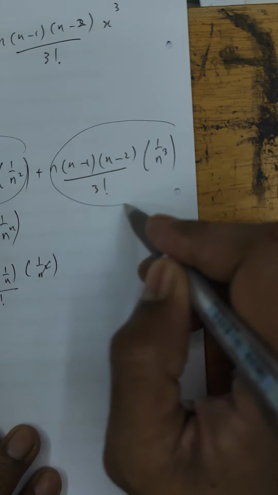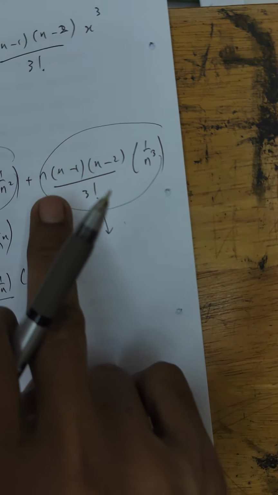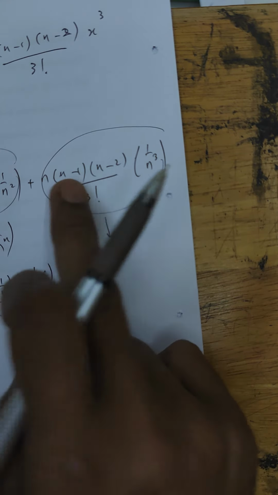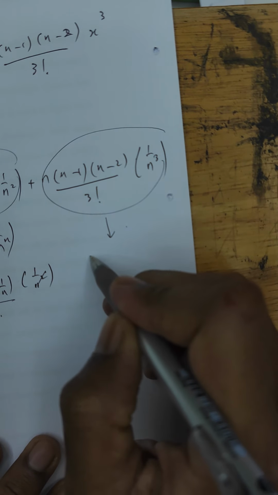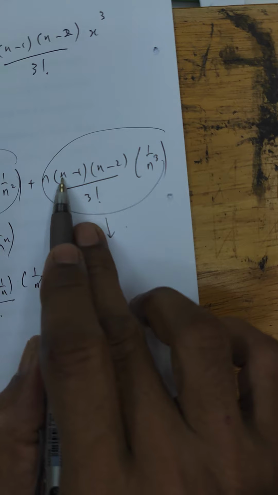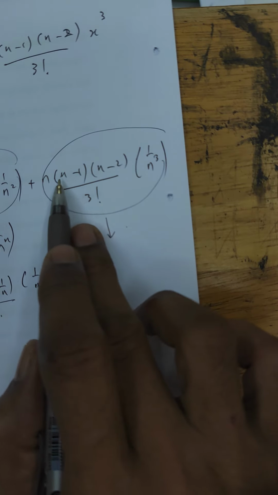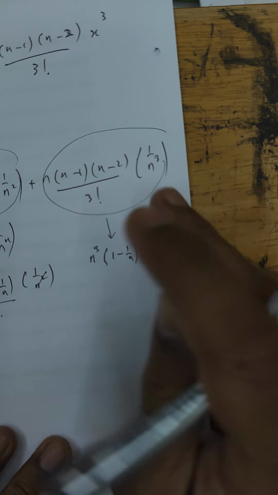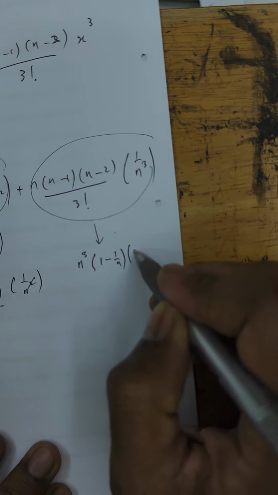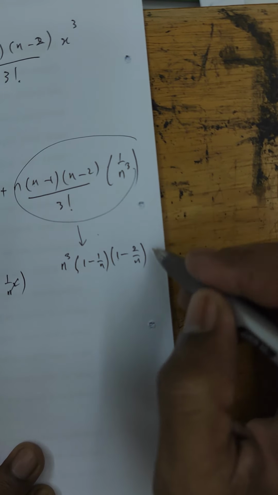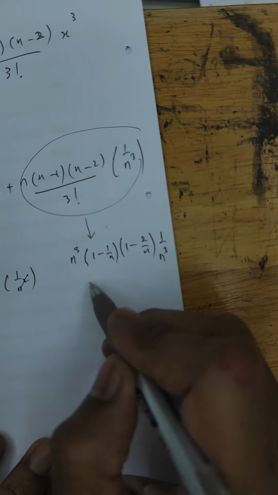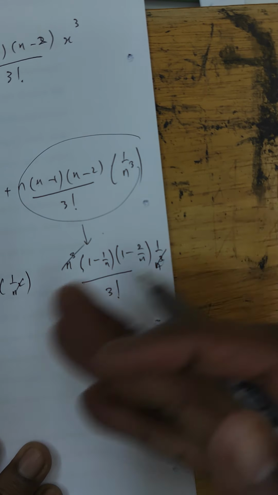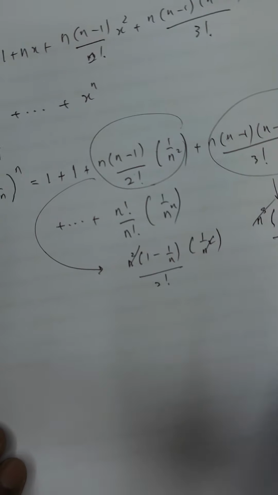For this part, for example, you can factor out n from each of the terms in the expression, so we have n cubed, because this is n, this is n, this is n. What is left is the first term 1 minus 1 over n, the second term 1 minus 2 over n, and then 1 over n cubed over 3 factorial, and you can cancel this out. You can continue with all those terms until the last term.